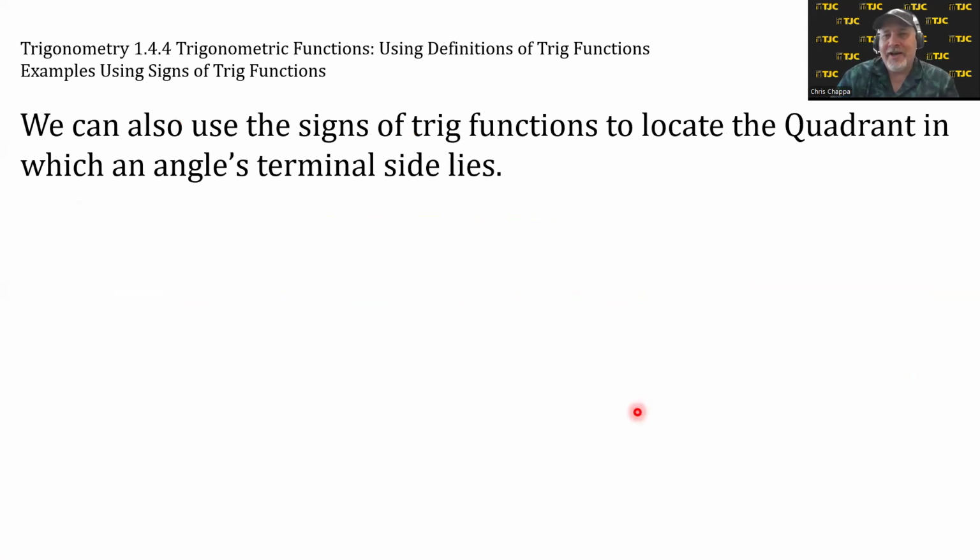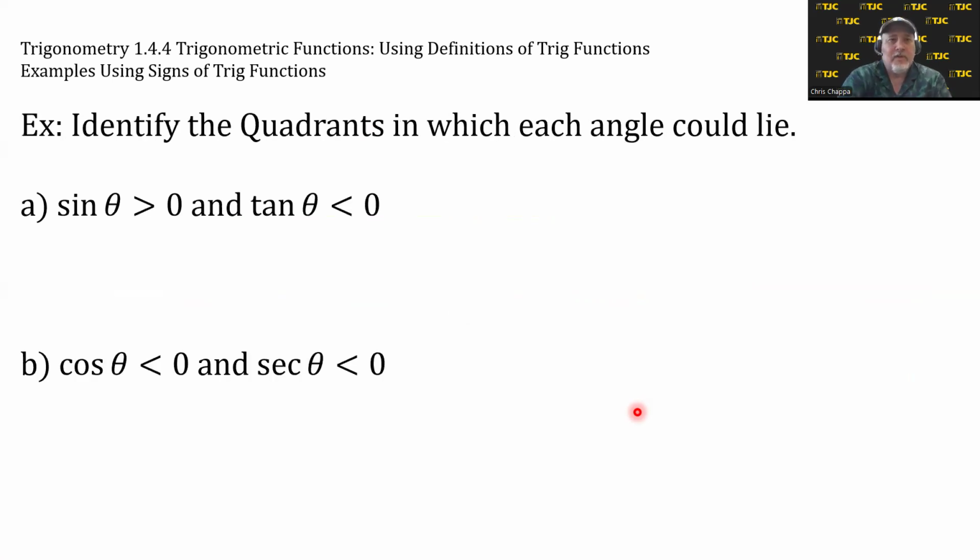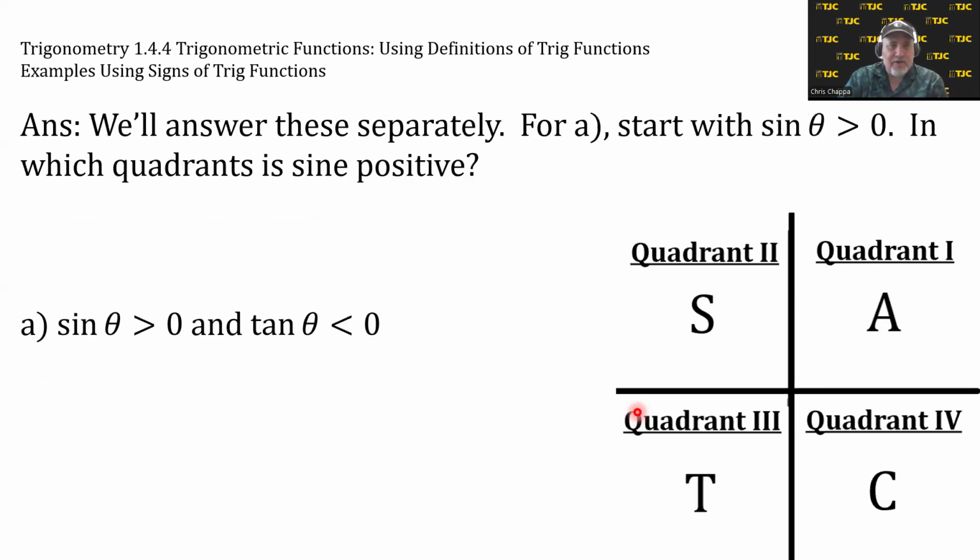We can also use the signs of trig functions to locate the quadrant in which an angle's terminal side lies. For example, identify the quadrants in which each angle could lie. A, sine of theta is greater than 0 and tangent of theta is less than 0. B, cosine of theta is less than 0 and secant theta is less than 0. Let's do A by itself first.